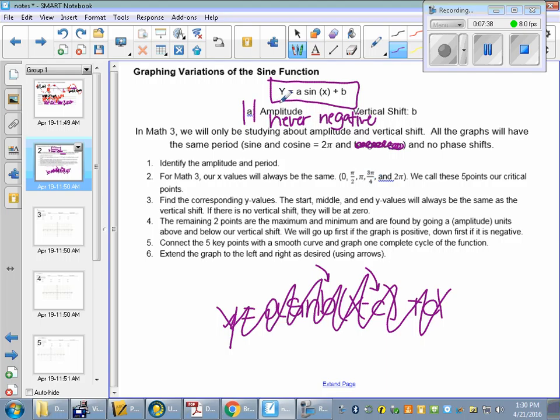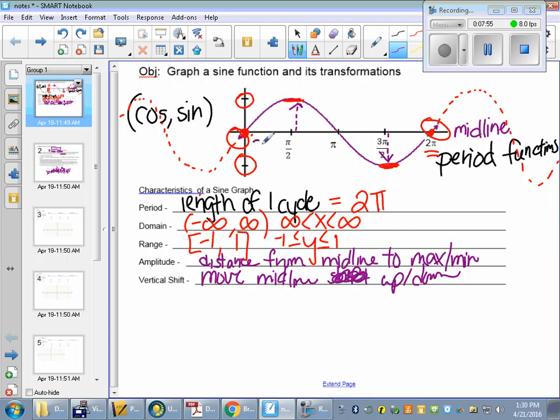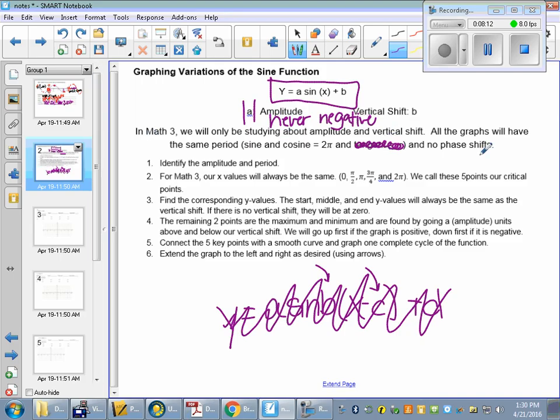We need to come up with 5 critical points. So our 5 x values, since our graph is never going to be horizontally stretched or shrunk, since we're never moving left and right, the x values for us will always be the same, and they're the same ones we saw on our graph up here: 0, pi over 2, pi, 3 pi over 2, and 2 pi. So if you know those 5 x values, you're already part of the way to getting the question correct, because those will always be the ones we use. And like I said, we call these 5 points our critical points.